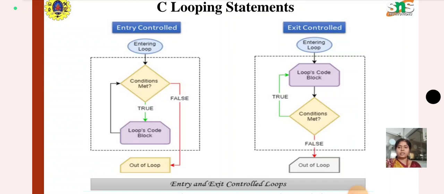Whereas in the exit controlled loop, the loop is entered, the program code is executed, and then it checks for the condition. If the condition is true, the loop will be executed again and it will check the condition again, and if it is false, it will come out of the loop. These are the two types of loops, entry controlled and exit controlled, and this is the flowchart for both the loops.